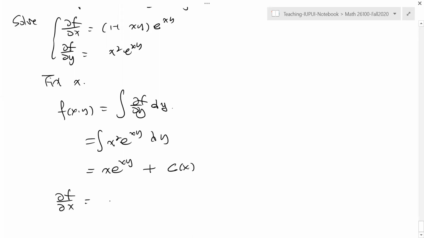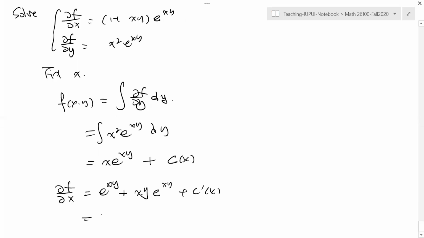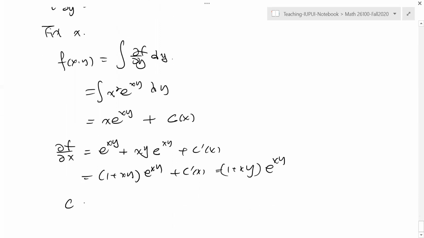So when you differentiate this, you will get e to the xy plus x y e to the xy plus c prime of x. This is 1 plus xy e to the xy plus c prime of x, and this should equal 1 plus xy e to the xy. So that means c prime is 0, so c must be a constant.